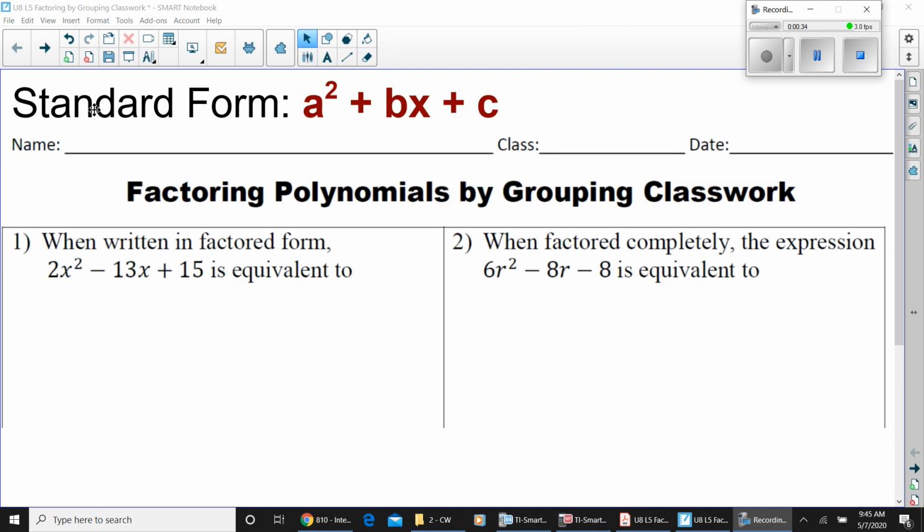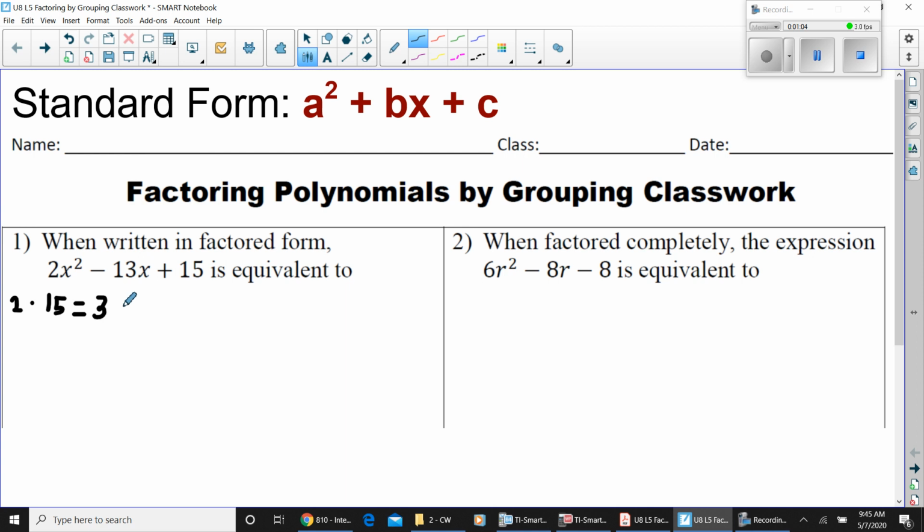In standard form, just to remind you, I put it up here, ax squared, so the 2 would be in the a spot right there, and b, which is the negative 13, and the c, which is the 15. So in this case you would multiply a times c. So it is 2 times 15, and I like that it's all positive. 2 times 15 equals 30.